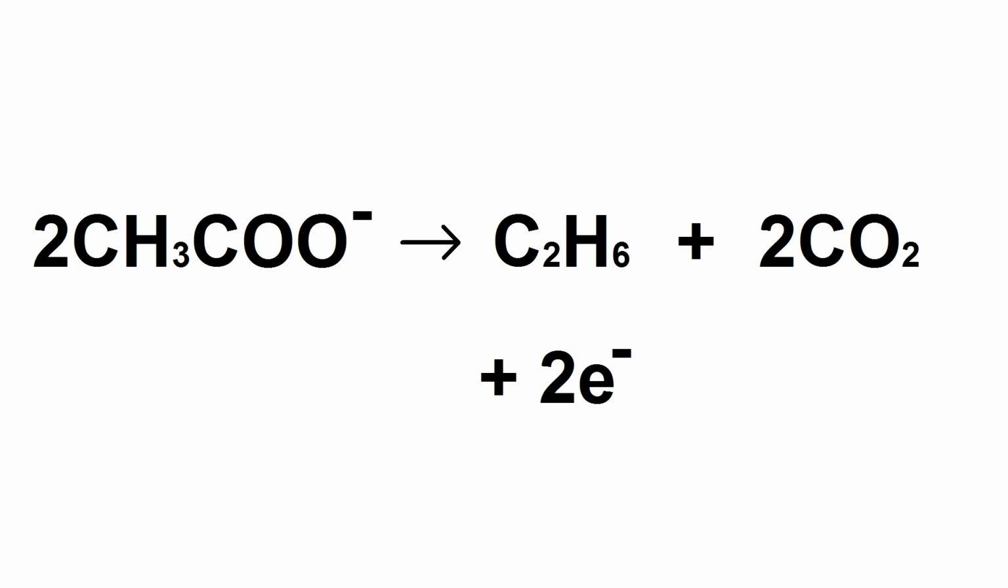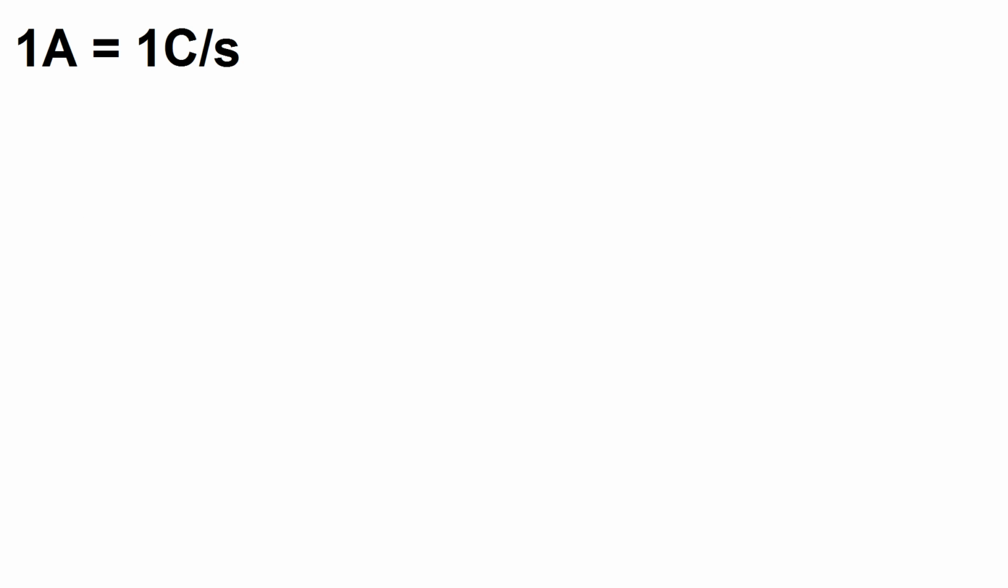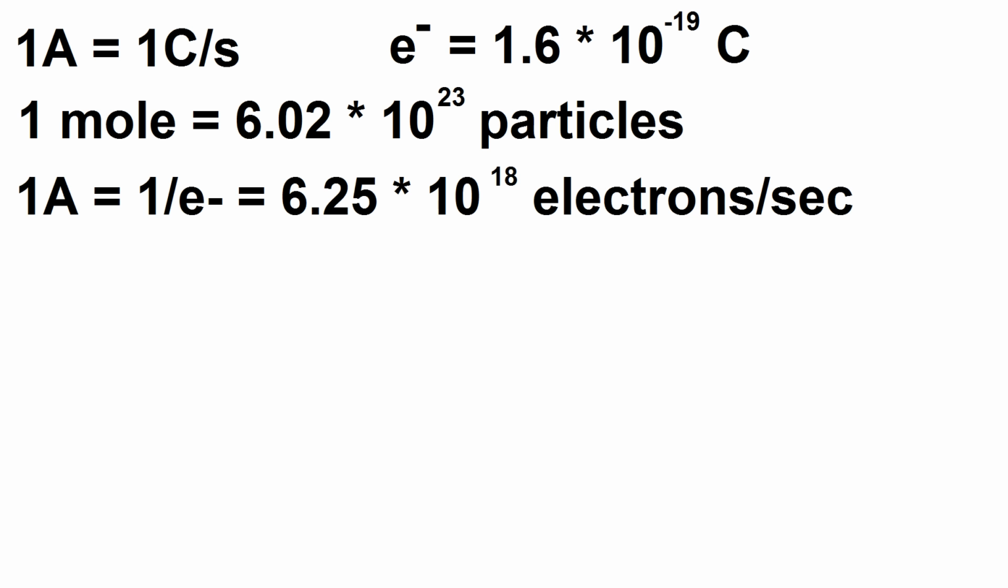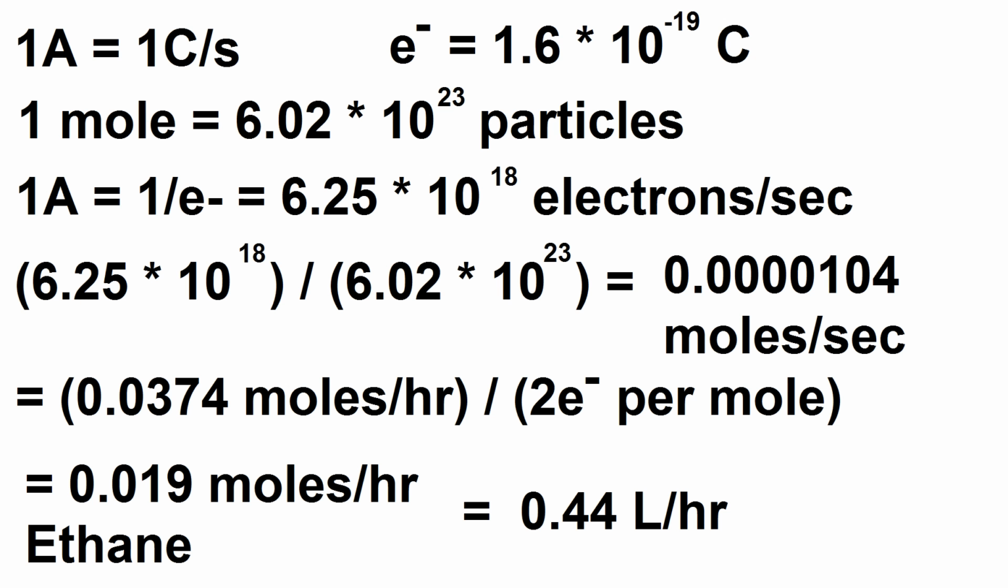That 2 moles of electrons part is important, by the way, because we can use that to calculate the theoretical yield based on the input current. By knowing that 1 amp is 1 coulomb per second of charge, taking the charge of an electron and Avogadro's number, which is the number of particles in a mole, we can figure out that 1 amp should give 0.019 moles per hour of ethane, which is about 0.44 liters per hour.